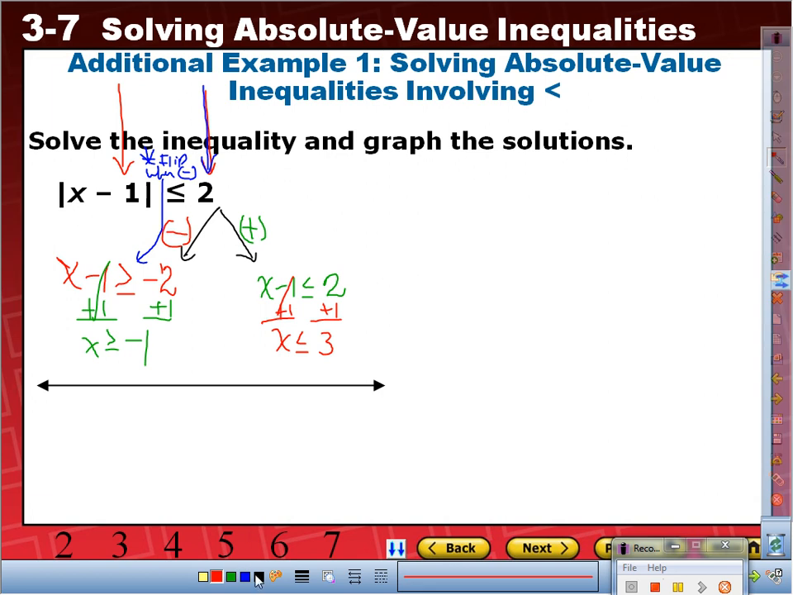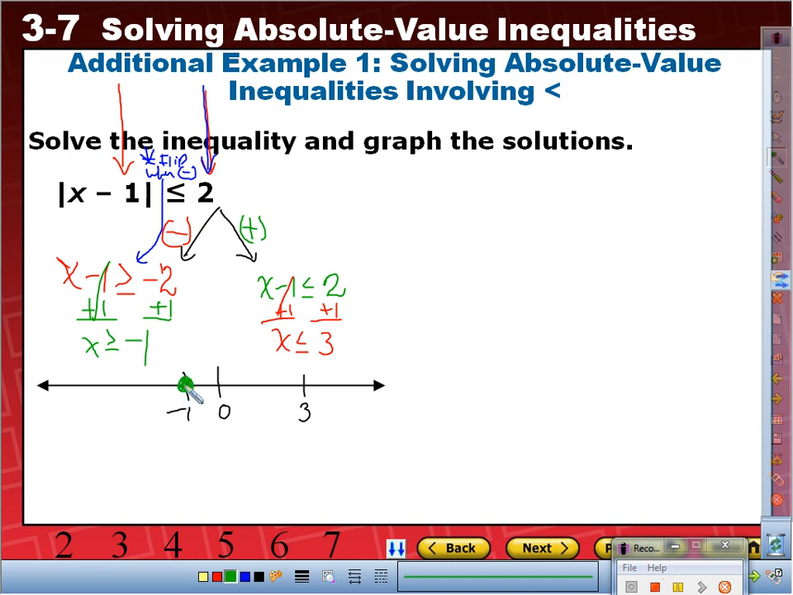Okay, and here's 0. I got negative 1 right here, and I got 3 over here. I'm going to graph the green one first. It says x is greater than or equal to negative 1. Does it include negative 1? Yes, so I plot my point.